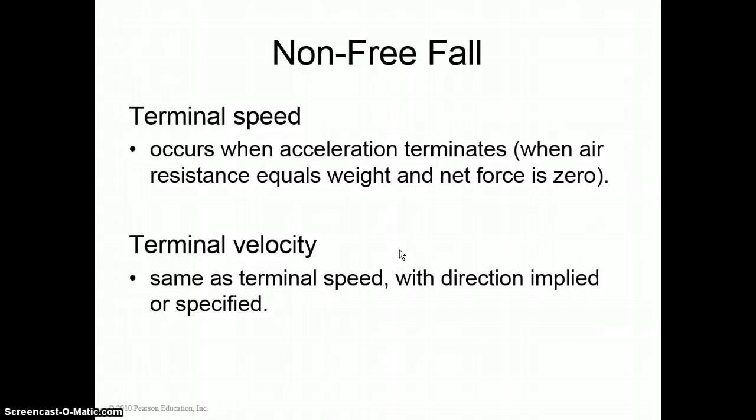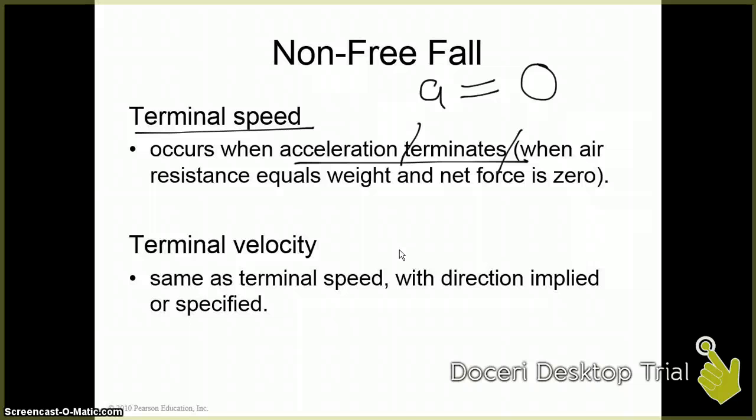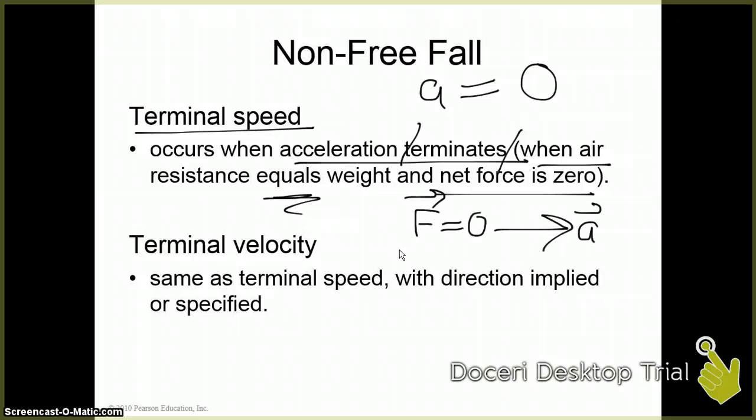When you have no acceleration, does the object continue to move? Yes. If you have a parachutist falling from an airplane, eventually the air resistance on the parachute is going to cancel out the weight of the skydiver. At that point, though, the skydiver doesn't just stop moving, he's achieved his terminal speed. Terminal speed occurs when acceleration terminates. This word means that the acceleration ends up being 0, when the air resistance equals the weight and the net force is 0. If net force is equal to 0, then the acceleration is equal to 0.